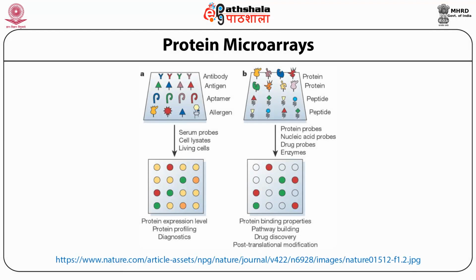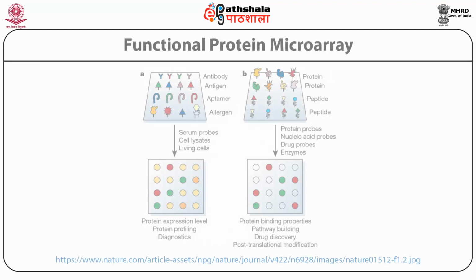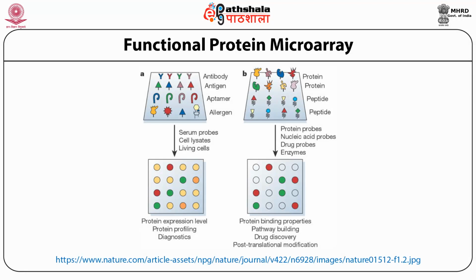In the case of analytical protein arrays, we have the antibody immobilized, and we are looking for what kind of antigen or protein is interacting with this antibody. This is used to check protein expression level, protein profiling, and diagnostics. In the protein microarray, which is a functional microarray, we immobilize the protein, and then we ask, using protein probes, what kind of proteins are interacting with it.